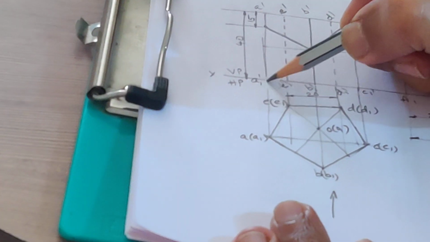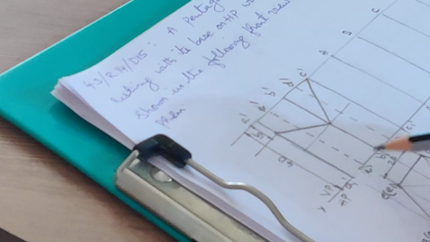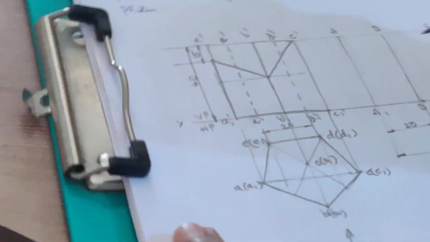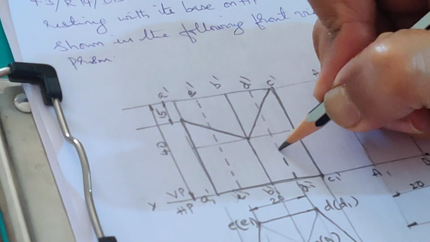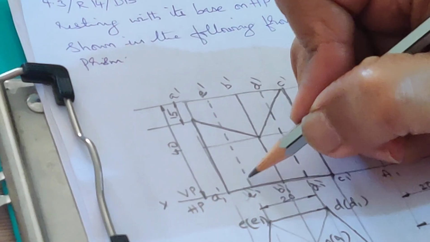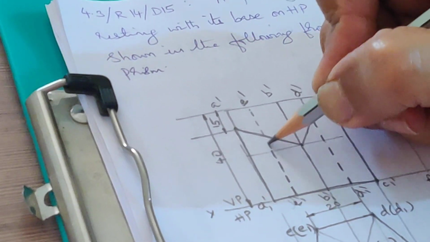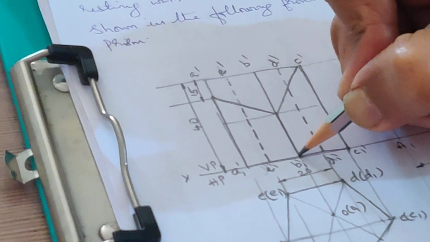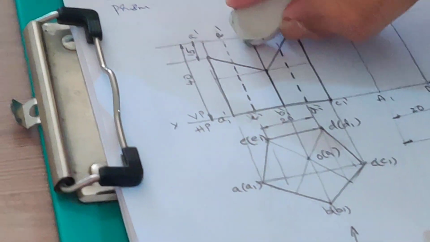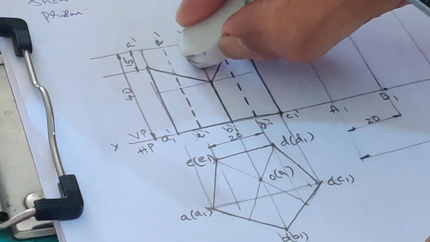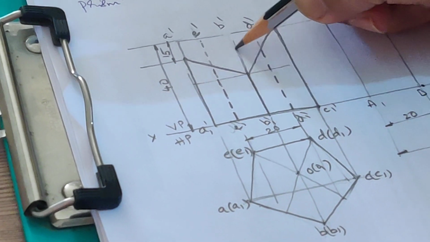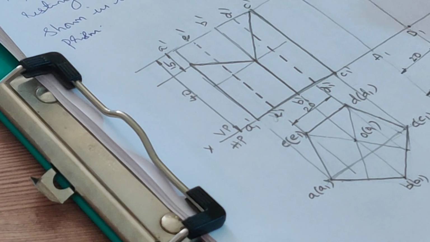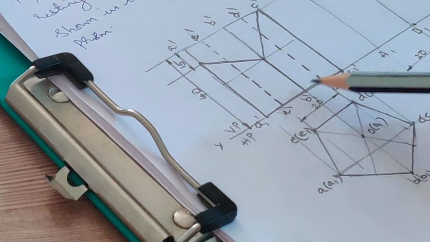Now you need to draw the development only for the bottom portion. That portion can be made dark now, including the dark line, dotted lines. This should be a light line. So you need development only for this portion.